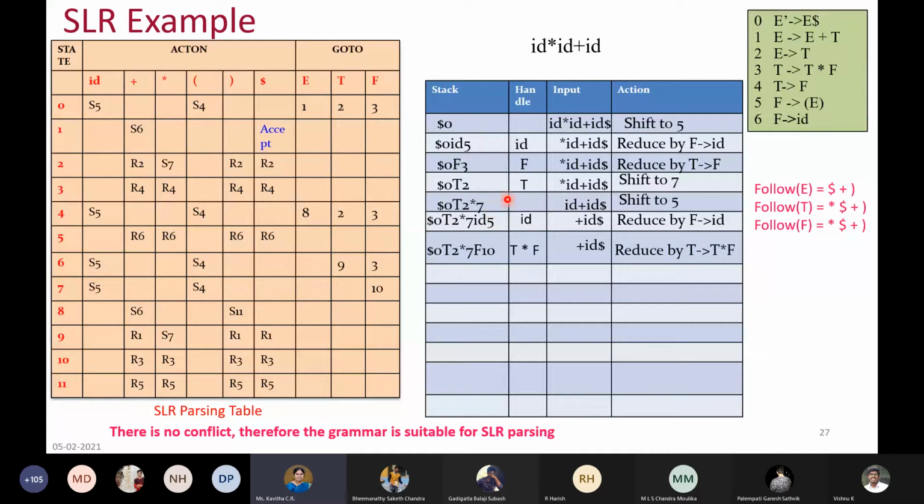So rest all portion will be same. Only thing is that I popped out 5 and I popped ID, and in place of that we have pushed F. After pushing F, what happens is at state number 7 on F it is 10, so that's what we have got. And now the handle would be T star F, means this is a substring which can be replaced because it matched with the entire RHS. So we will perform the reduce action. Anyway, you can go back and see at state number 10 on plus is R3. R3 is nothing but T gives T star F.